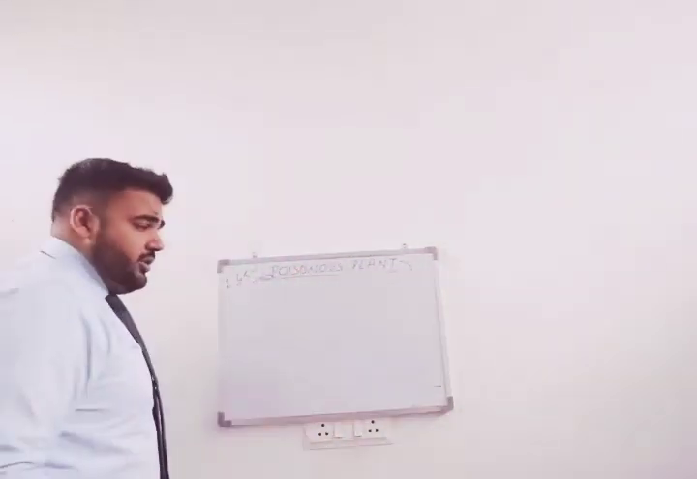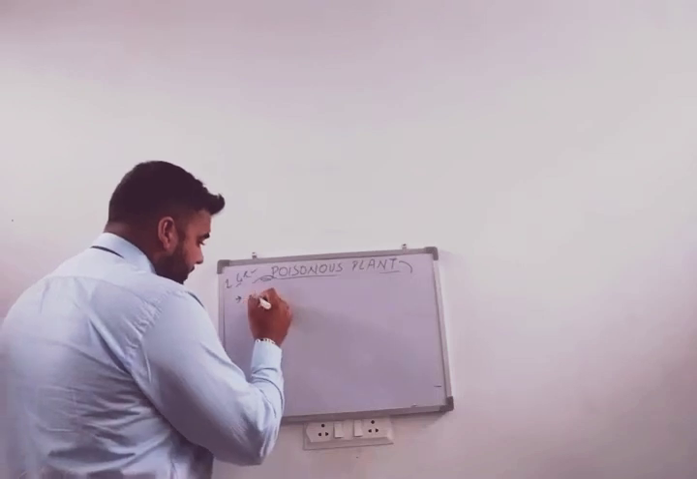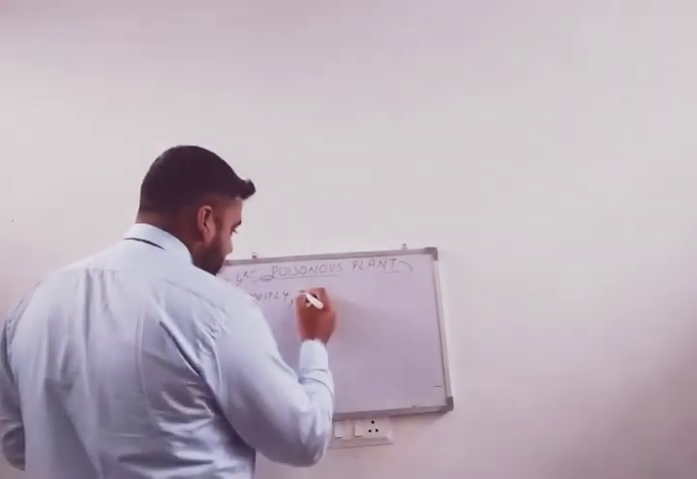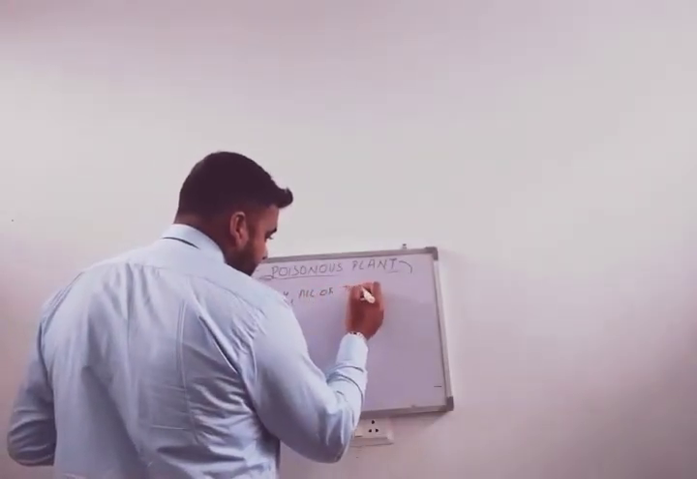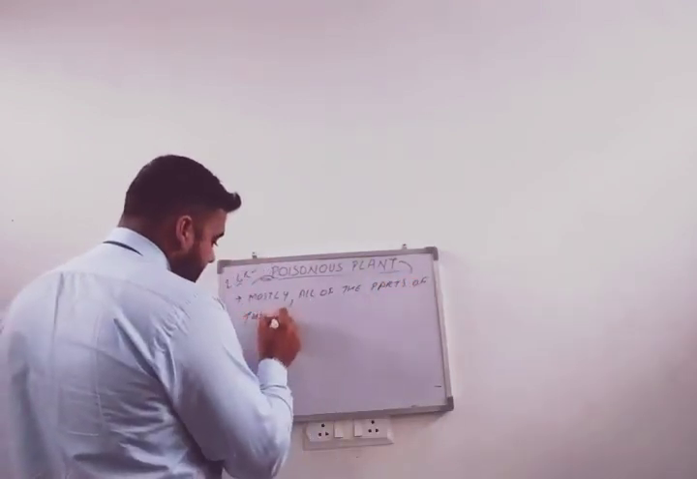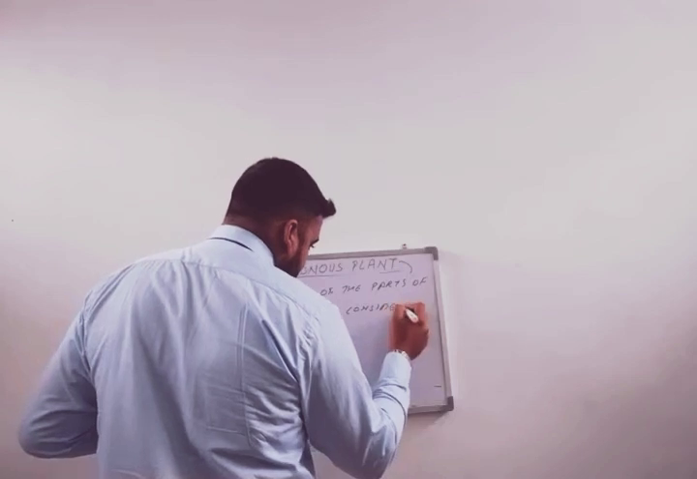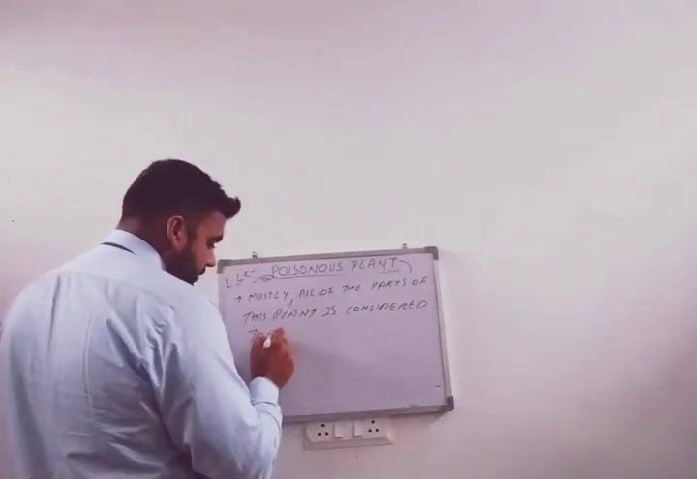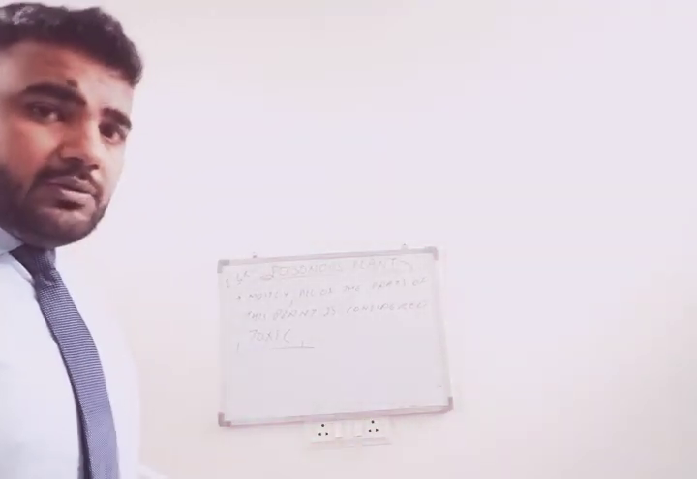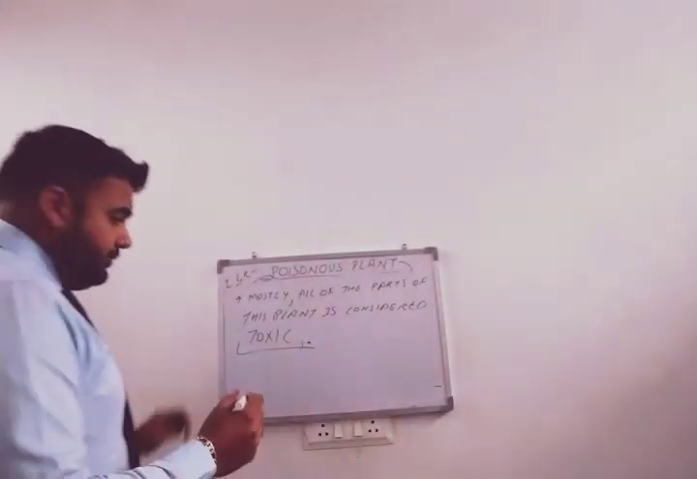After that, you can tell about why this plant is poisonous. You can say that, mostly, always remember the comma. It's going to help you in your writing task. Mostly, all of the parts of this plant are considered toxic. Okay, now this is another word for poisonous. So I've changed it. I'm using a different range of vocabulary. Is toxic.